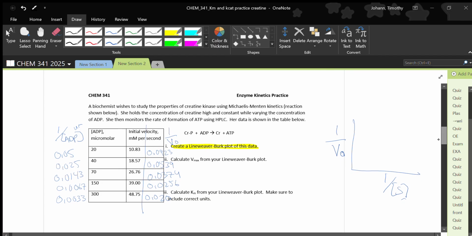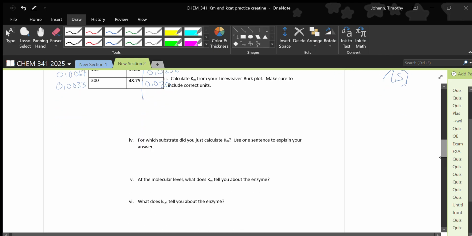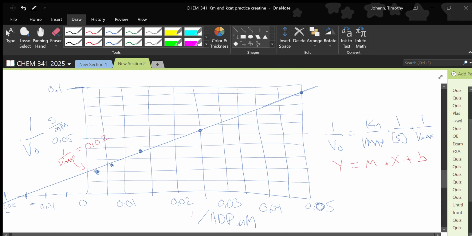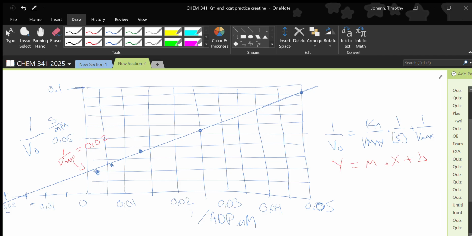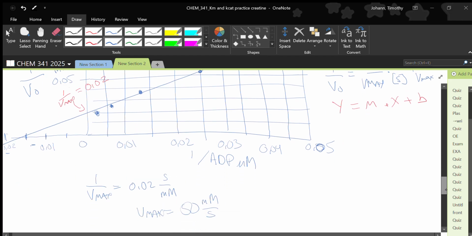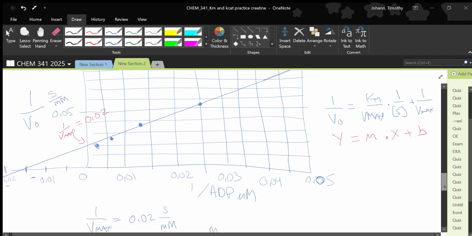Now I want to calculate a Km from your Lineweaver-Burk plot. Make sure you have the correct units. You notice that I took my graph and I extended it. I didn't tell you about this ahead of time, so it may not be easy to do on your graph. But you notice I extended it out until it hit the x-axis. Let me show you why. We can essentially solve for Km by using the x-intercept.